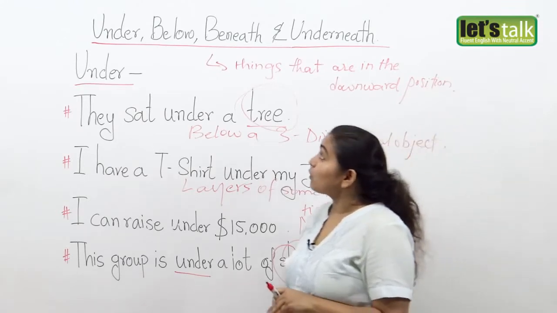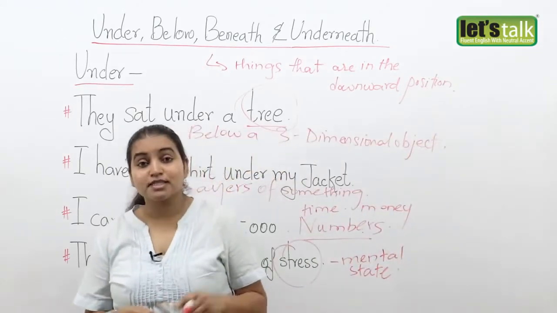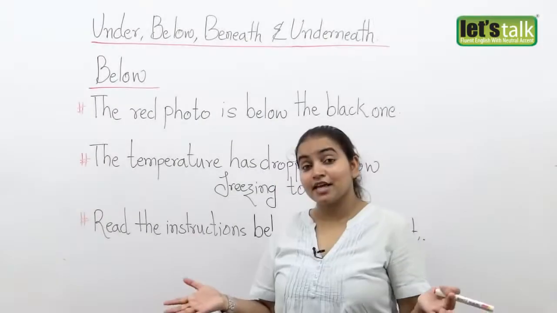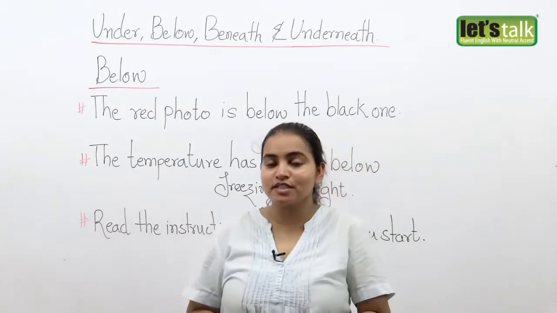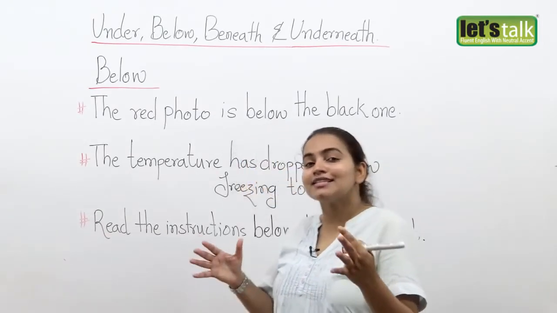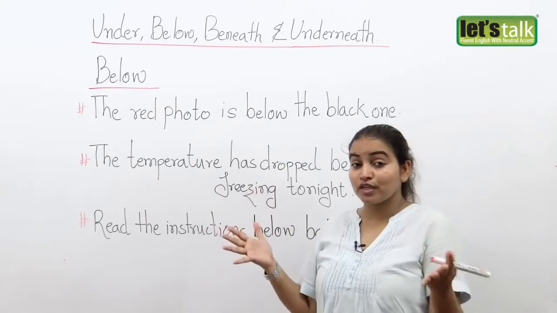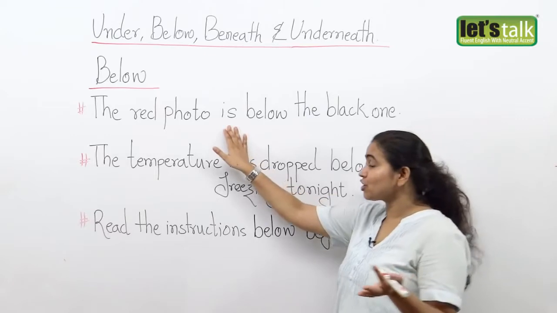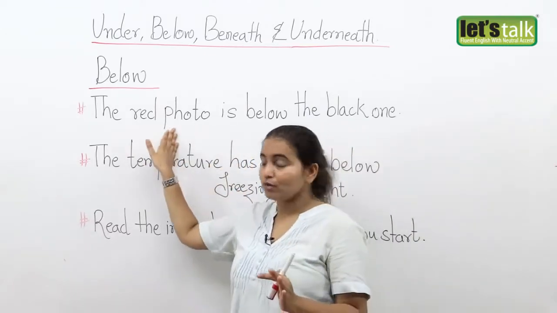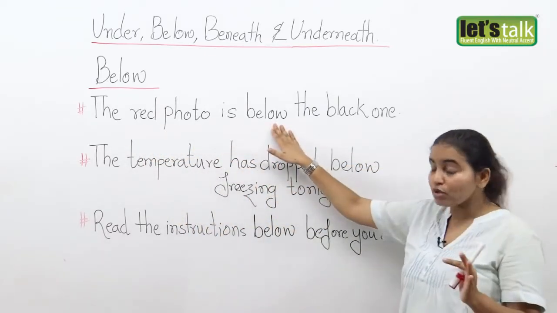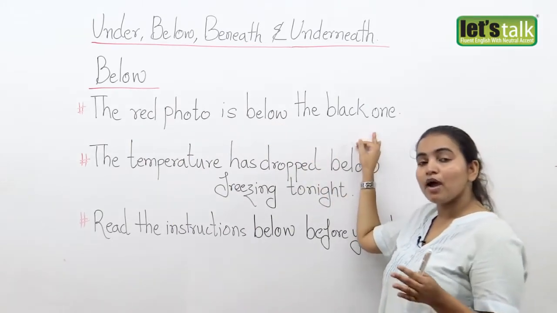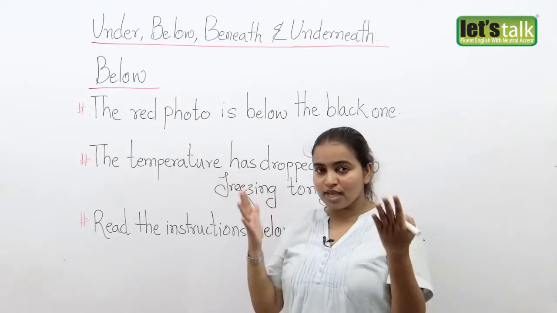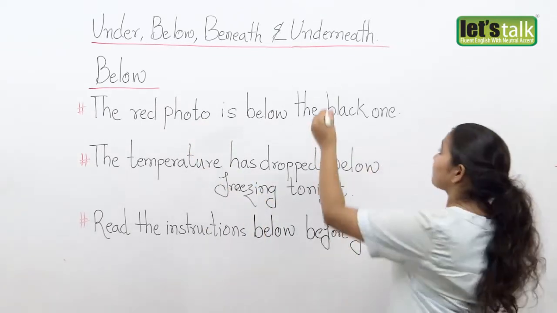Okay? Now we will deal with the next word, which is below, and see what contexts it can be used in. As I said, the word below can also be used in different contexts. So let's see the different ways in which we can use the word below. Let's look at our first sentence, which is the red photo is below the black one. Now, why do I use below in this context? I'll help you understand this by means of a diagram.